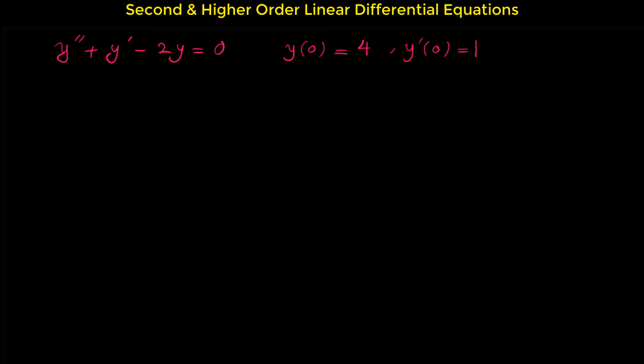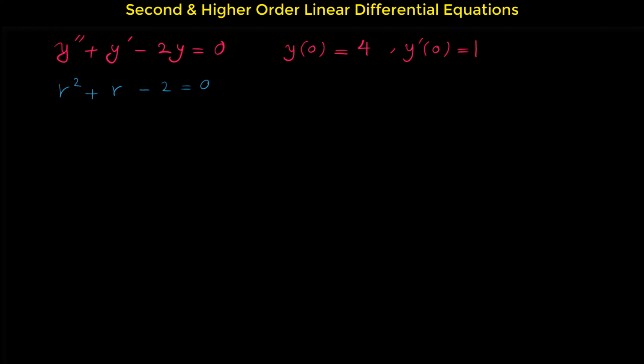If you remember, for solving a differential equation like this, first we have to write the characteristic equation. The characteristic equation of this differential equation is r squared plus r minus 2 equals 0. In general, when we have ay double prime plus by prime plus cy equals 0, the characteristic equation is ar squared plus br plus c equals 0. And so, for this given differential equation, the characteristic equation is r squared plus r minus 2 equals 0.